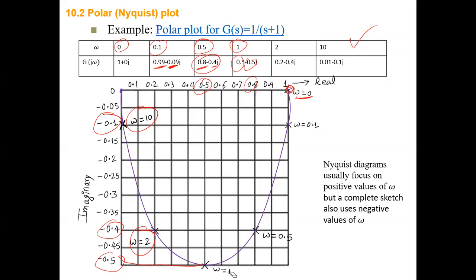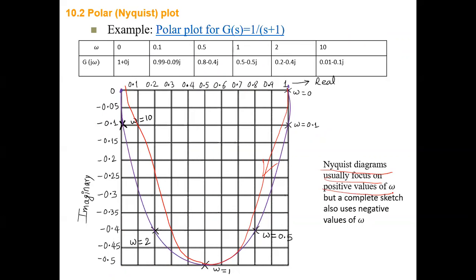Now, if you connect all those points, then what do you get? You get something like this, right? This kind of plot is a Nyquist diagram. They usually focus on positive values of omega. We just use positive, right? But the complete plot also uses negative values of omega. I don't know how it looks like. So you got the idea, right? Question here.